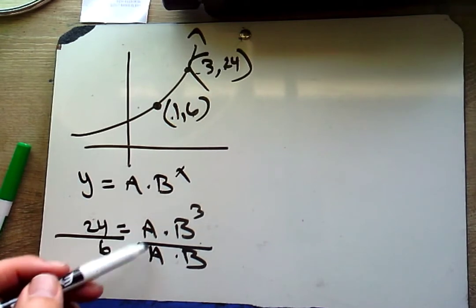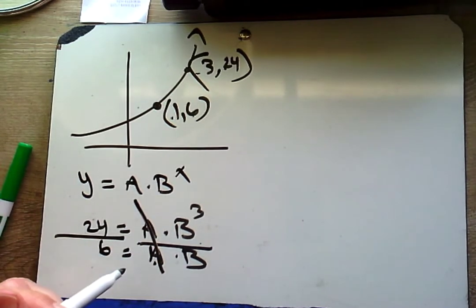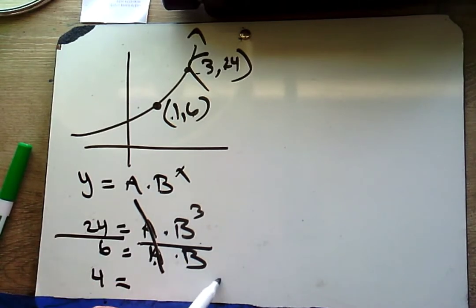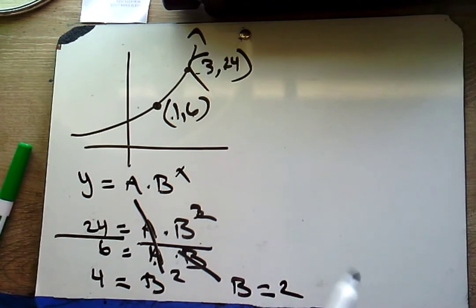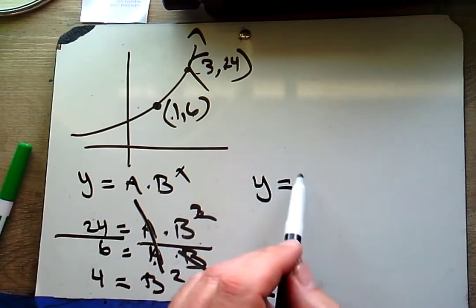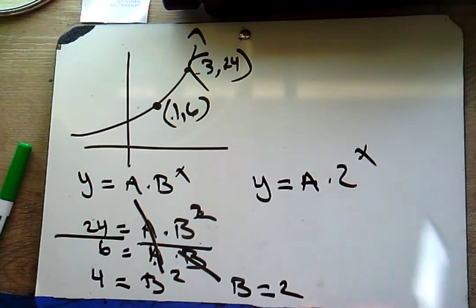Because look, a divided by a, they cancel. Here, 24 divided by 6 is 4, and here, this b knocks out one of those. And so I get b squared equals 4. Again, b has to be bigger than 0, so b is just going to be 2. Okay, y equals a times 2 to the x.